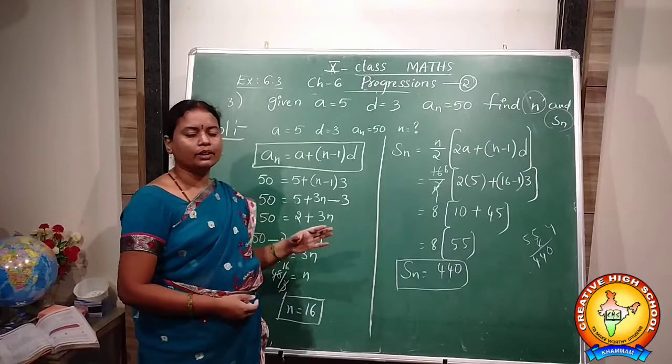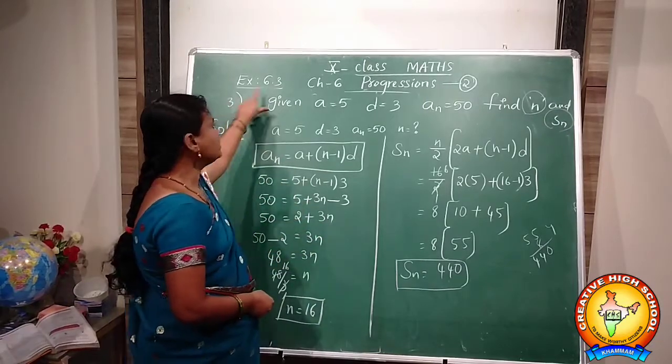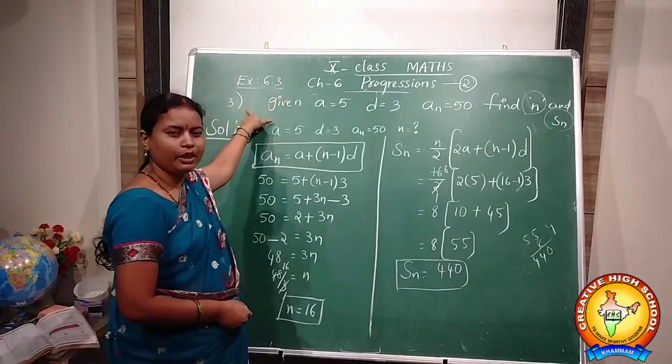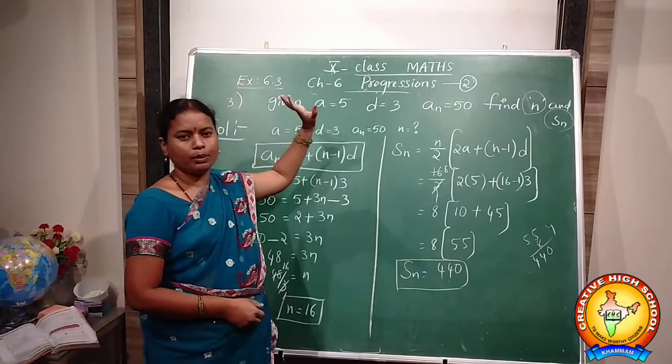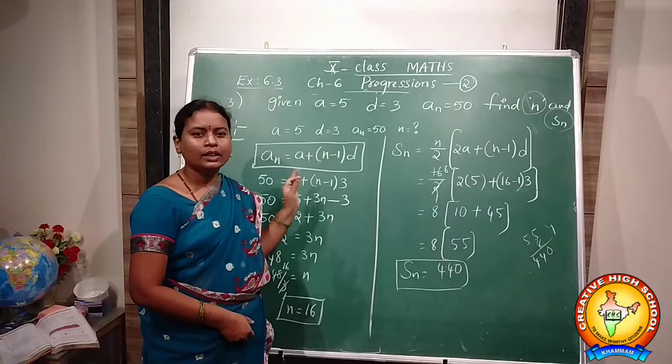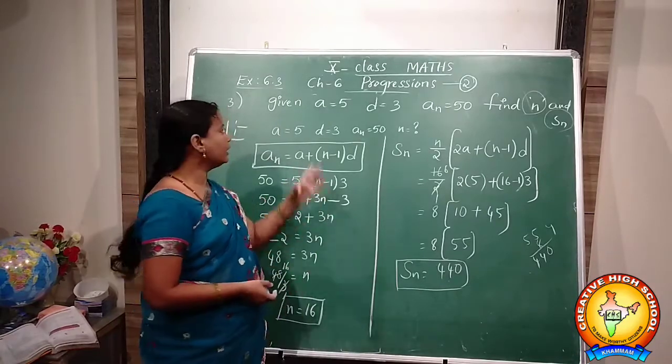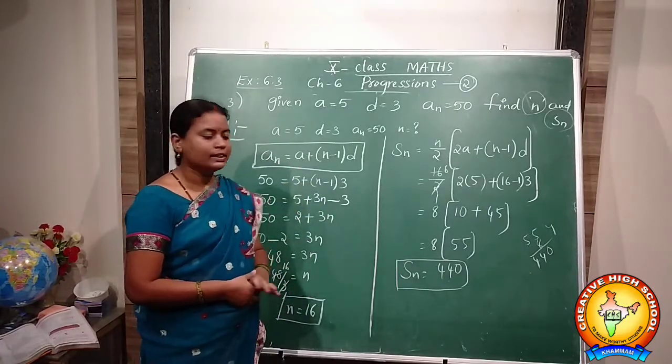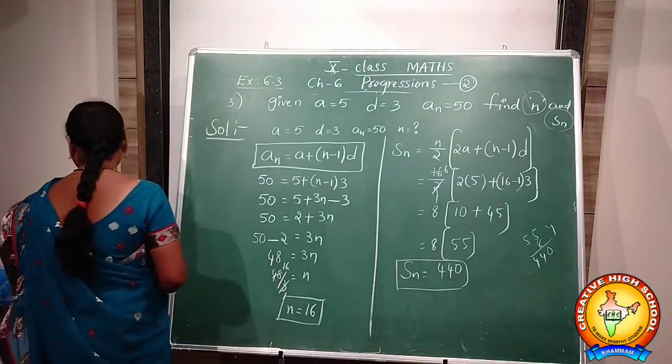If you do the third bit from exercise 3, then you will become very perfect in this chapter. We have many problems in exercise 3 third bit. Try to do all the problems. If you are able to do all those problems from third bit, then you will become very perfect in this chapter. Okay, see here. So here it is the answer.